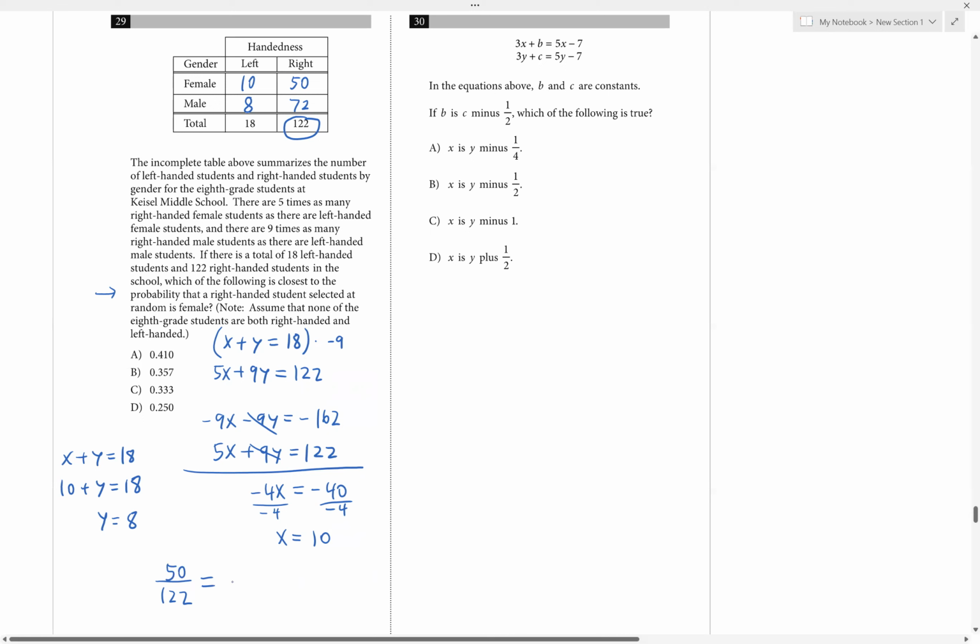We type that in the calculator, and it's 0.4098. The closest one should be 0.41, so letter A is our final answer here. So this is like a system of equations and a probability question, 2 questions combined into 1 question. A lot of steps for this one.